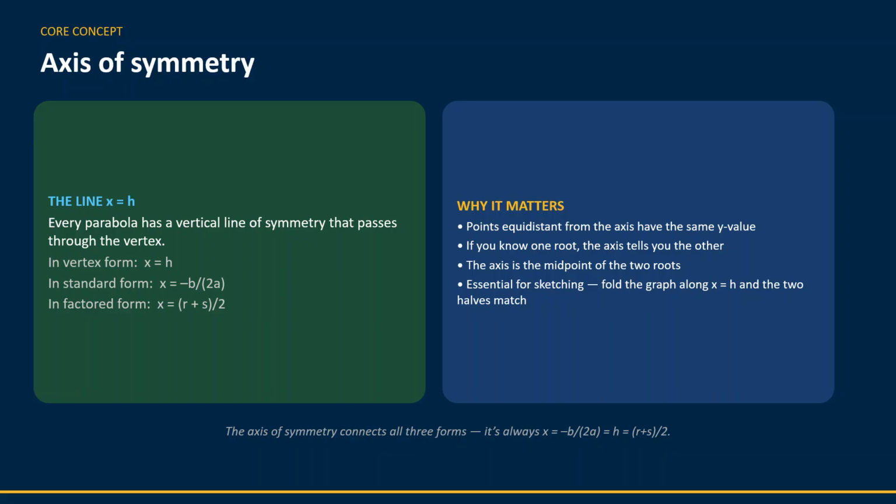For vertex form, a times the quantity x minus h squared plus k, the axis of symmetry is the vertical line x equals h. It passes right through the vertex. This means every point on the parabola has a mirror image at the same height on the other side of x equals h. If you know the vertex and one additional point, you automatically know its mirror point too. This mirror property is what makes the vertex so powerful. It is the exact center of the curve, and everything is symmetric around it.